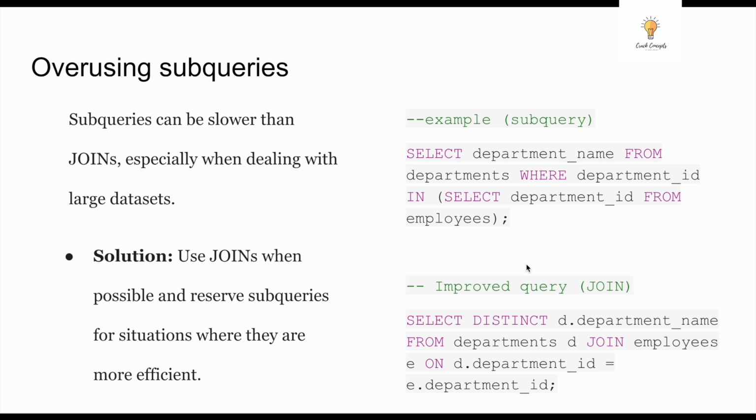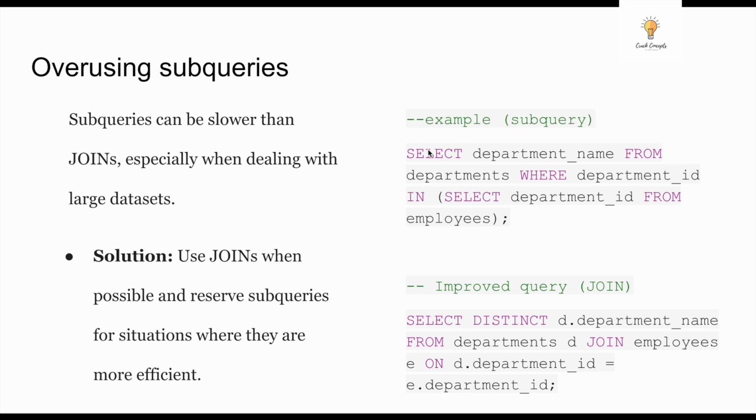Next mistake that people usually do is they overuse subqueries. A lot of times subqueries can be replaced by joins and joins work faster. So you need to see the requirement and use subqueries or joins appropriately. Subqueries are slower, no doubt in that. So instead you should be using joins.